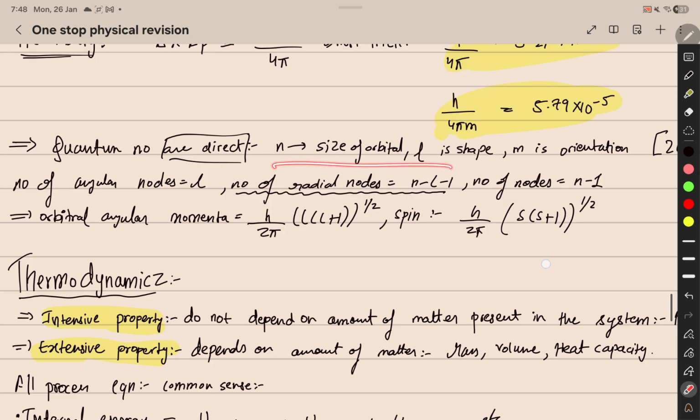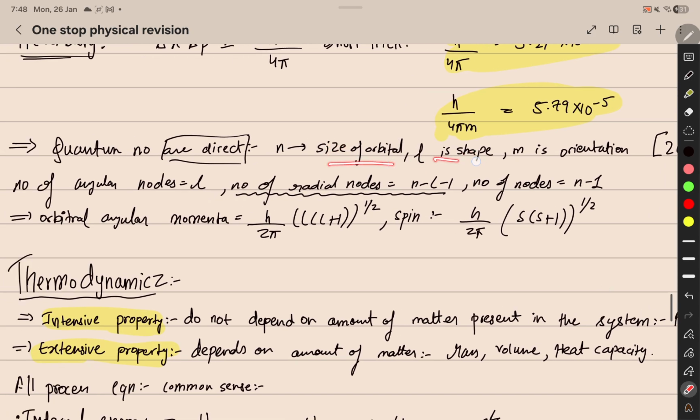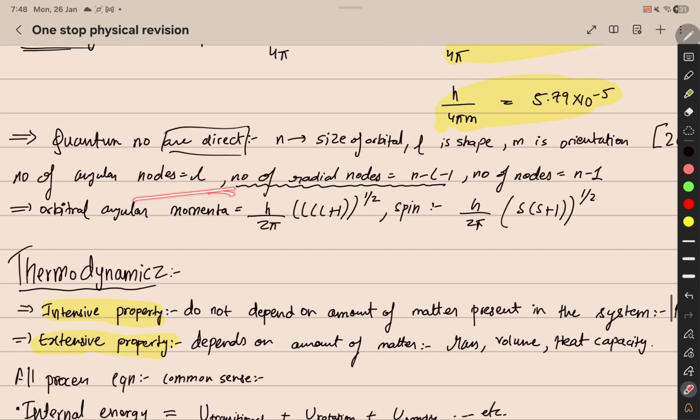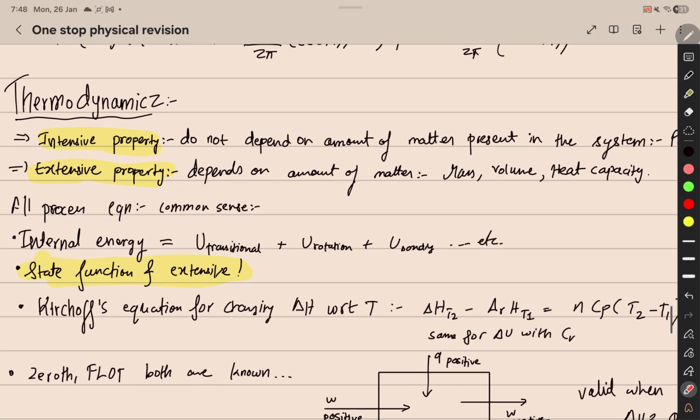Quantum numbers are very direct. n gives the size of the orbital, L is shape, M is orientation. The number of angular nodes is L, the number of radial nodes is n minus L minus 1, and the total number of nodes is n minus 1. Orbital angular momentum and spin angular momentum, we all know.